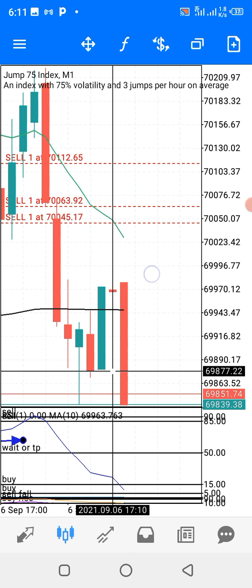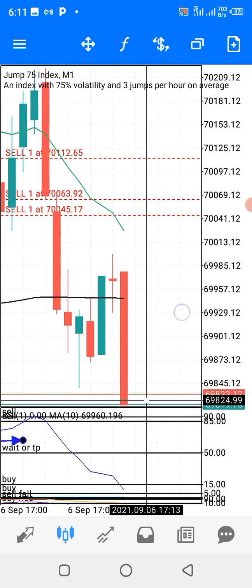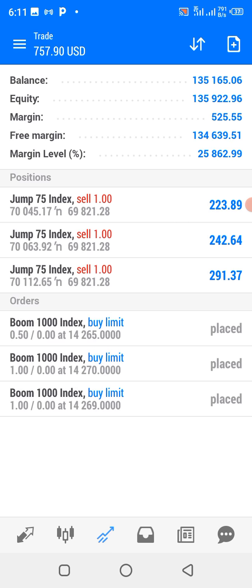Are you seeing that jump? See how much I'm making now. Okay, are you feeling this money? I'm making huge, almost $700 plus.